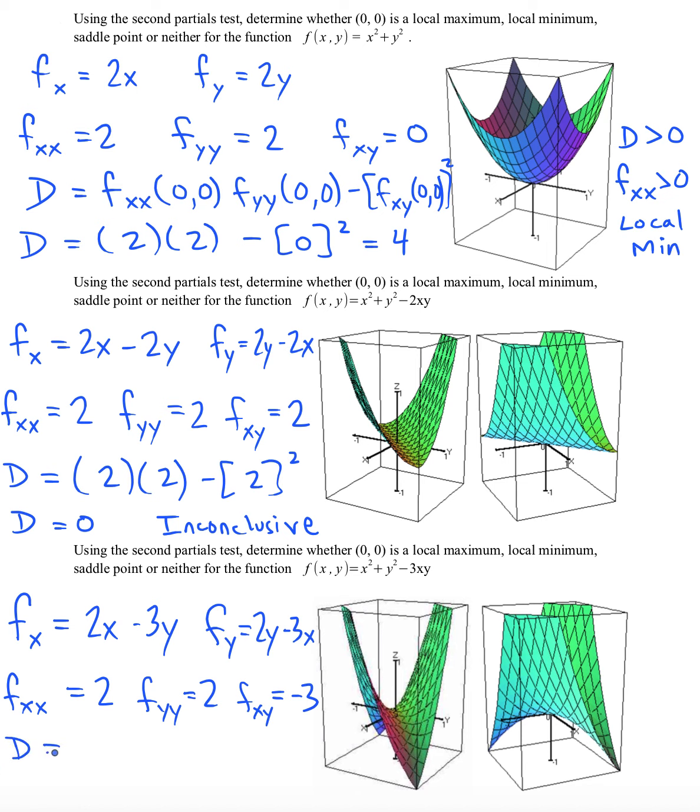So our D value is going to be 2 times 2 minus negative 3 squared, which is negative 2. So here D is less than 0, and we have a saddle point.